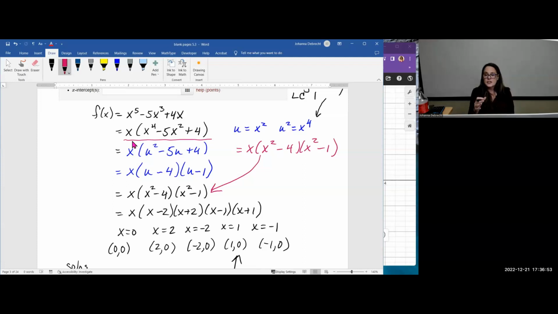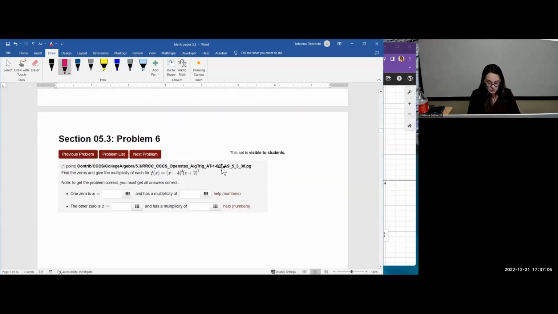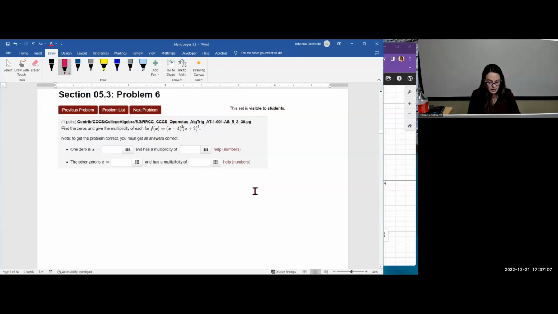So if I had an x to the third in the middle, I would need an x to the sixth as the highest power and a constant for the third term, all right? So it works anything like that. Okay, let's move on to our next problem, which is this one right here.